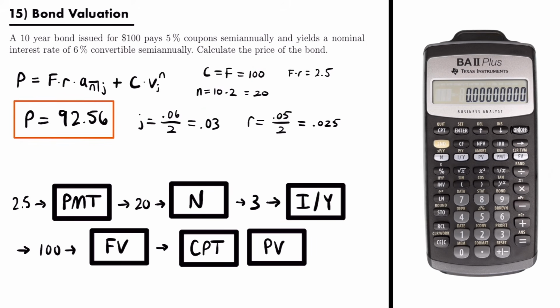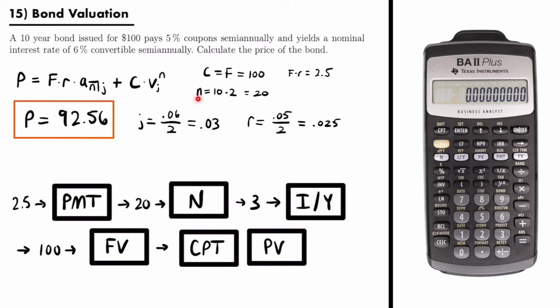We know that the coupon rate is 5% convertible semi-annually, right? That 5% is a nominal interest rate convertible semi-annually, which is why we divide it by 2 to get 0.025 as our coupon rate. And in the same way, our yield rate or interest rate of 6% is convertible semi-annually, and that is also a nominal rate. And so we divide that by 2 to get our yield rate of 0.03.